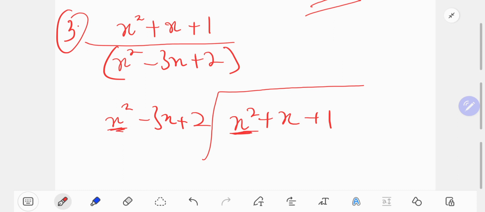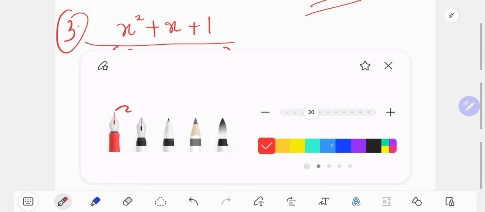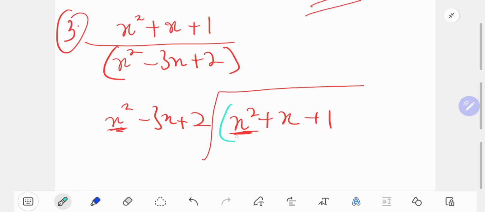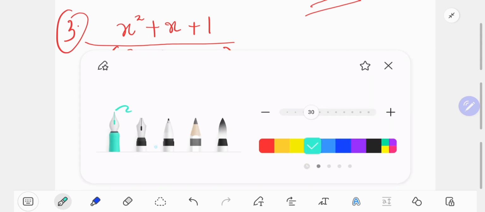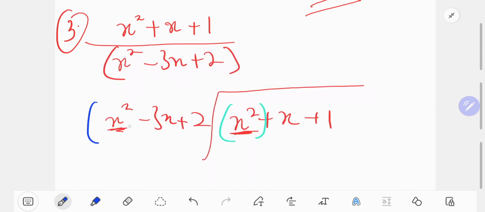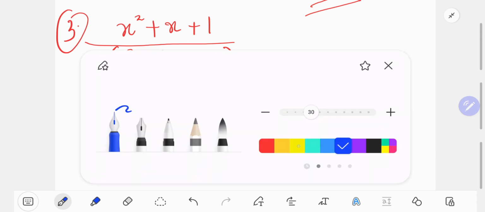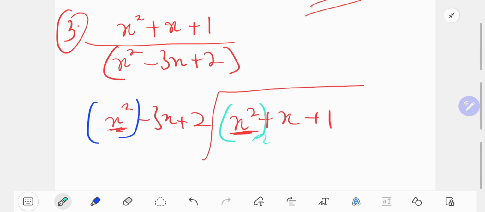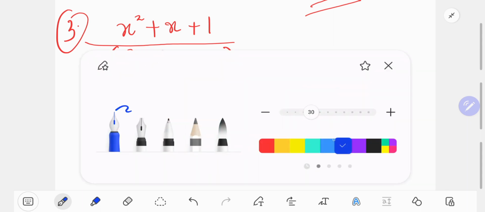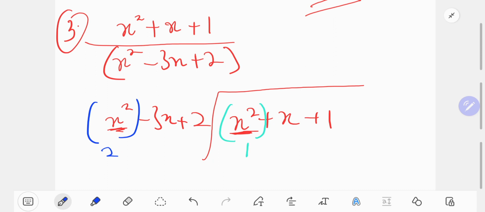Okay, so what I mean is that this x squared is being divided by this x squared. Okay, so this is the first one and this is the second one. So it is 1 divided by 2. So if x squared is being divided by this x squared, what are we going to get? We are going to get 1, right? We're going to get 1.